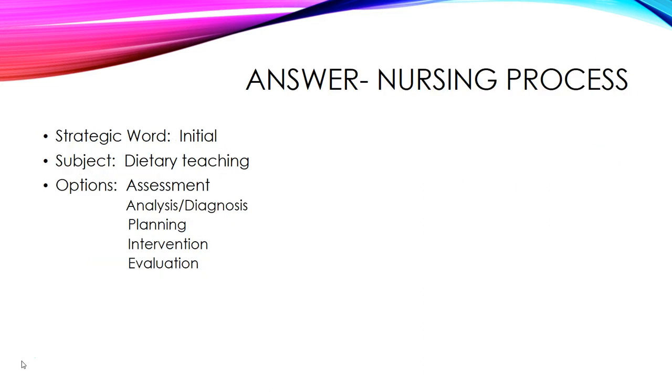So that strategic word was initial. In this case, you need to look at what is the most important first thing you need to do with this patient. And in this case, we're using the nursing process. The first thing we do is assessment. So the subject of this is dietary teaching, although really in this case, even if you didn't know anything about dietary teaching, you could use these techniques to pick out the correct answer. And that's why these techniques help sometimes even when you don't know the correct answer. They can help you narrow it down to something more likely.